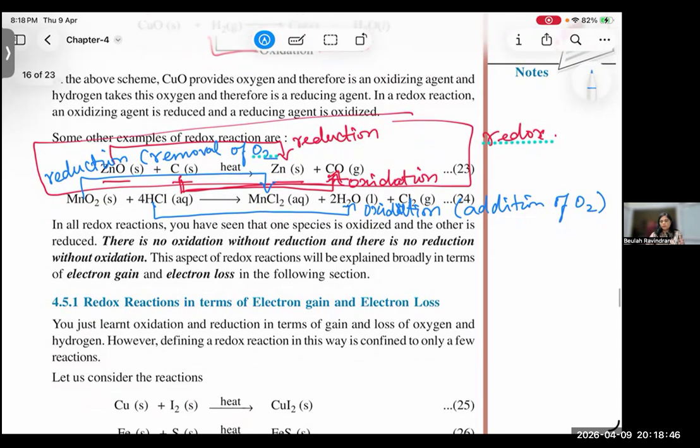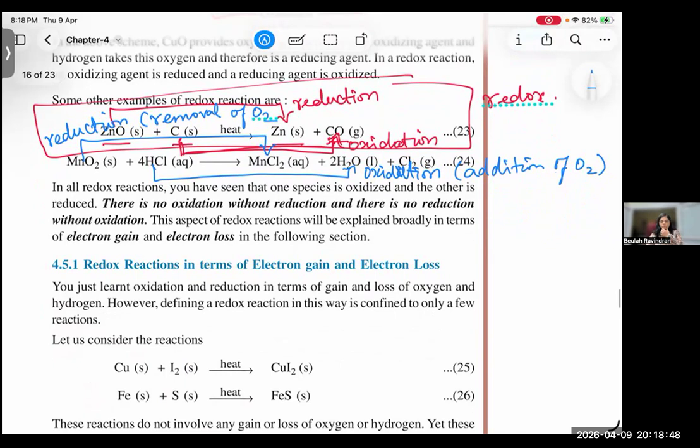There is one more thing also. In all redox reactions, you can see one species is oxidized and another species is reduced. There is no oxidation without reduction. There is no reduction without oxidation. This aspect of redox reactions will also be explained broadly in terms of electron gain and electron loss.